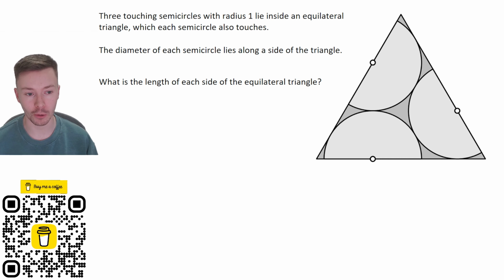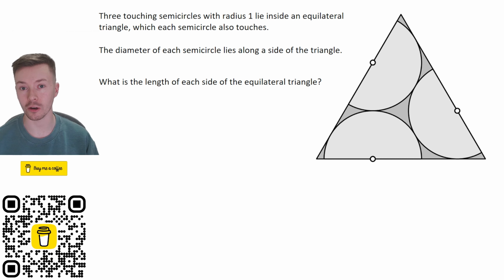Okay, let's get into the problem. So there are three touching semicircles with radius 1 which lie inside an equilateral triangle, which each semicircle also touches. The diameter of each semicircle lies along a side of the triangle. What is the length of each side of the equilateral triangle?